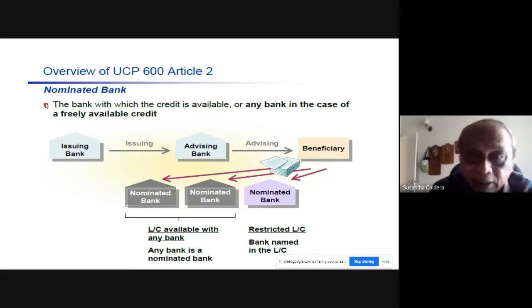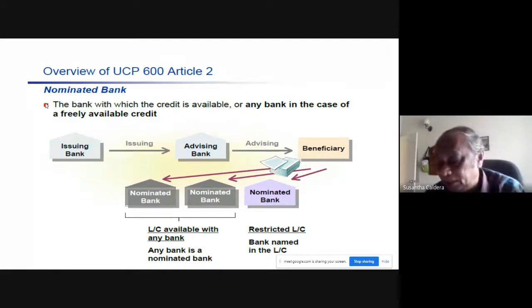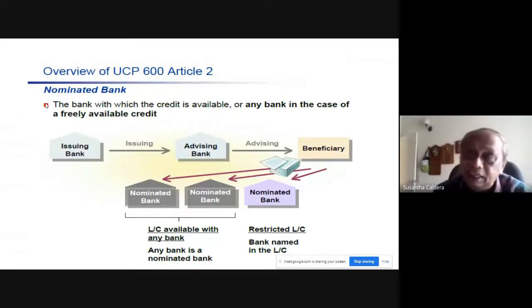Or they can mention, when they open the LC, negotiation with any bank, or freely negotiable credit. Freely negotiable credit. Imagine negotiation with any bank. Then any bank in Dubai can negotiate the document.